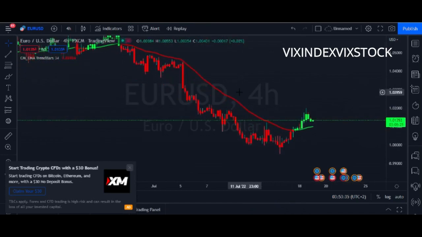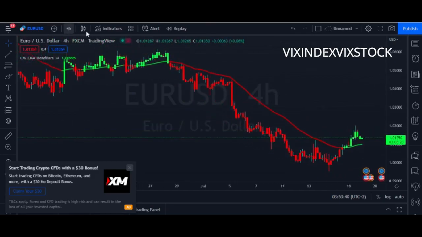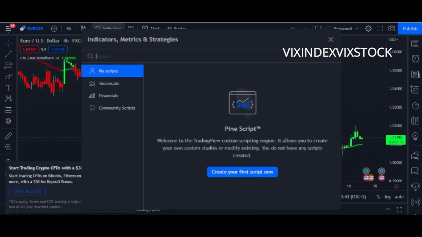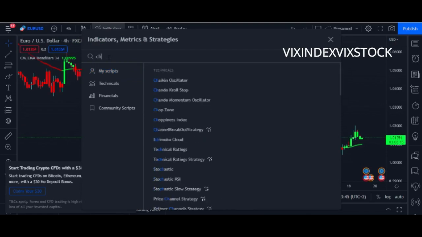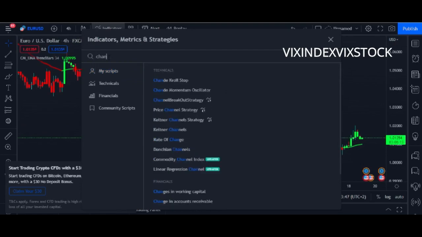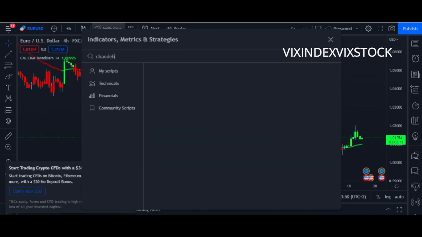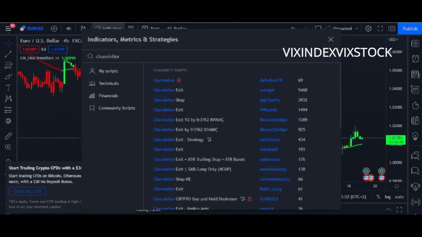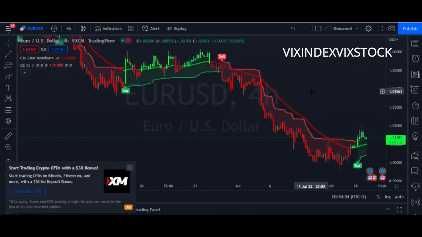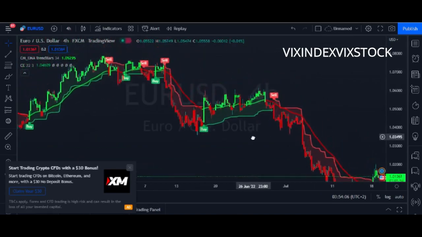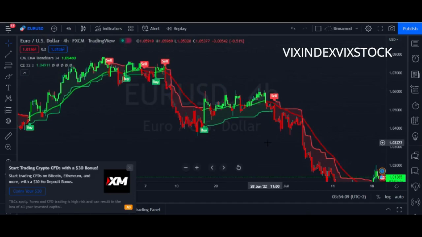Then the second indicator that we are going to use is, let's look for Chandelier Exit. This one, by Everget. We are using free indicators here, so we're just going to click on that. And this indicator, I've seen, gives pretty good signals as well.